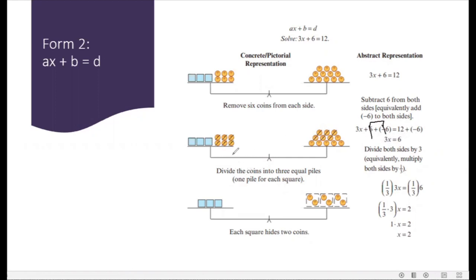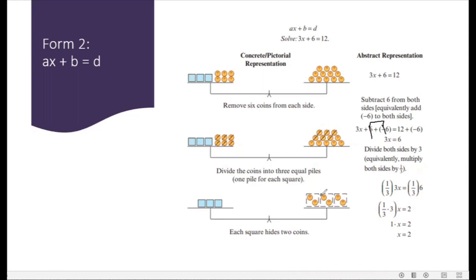Next, in the third pictorial of the left side, divide the coins into 3 equal piles, 1 pile for each square. Since we already canceled, we divide the left side or left scale into 3 piles, and the right scale into 1 pile. So what happens now is each square hides 2 coins.